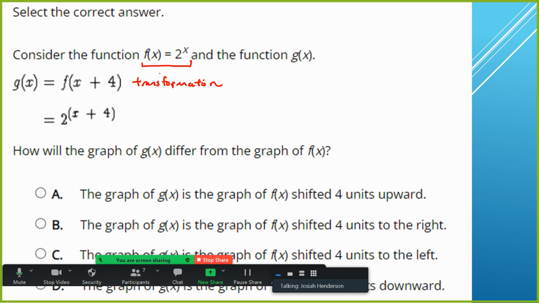If it's inside the parentheses, we go back to that golden rule for us. In the parentheses, that's our clue that it's a left-right, and we do opposite of what it looks like. Remember that. Do the opposite of what it looks like or what it seems.